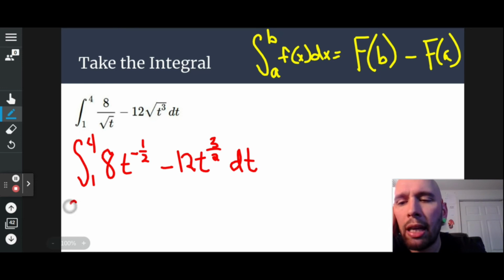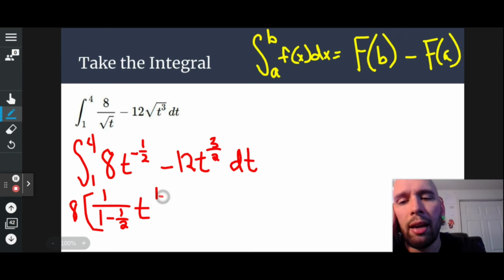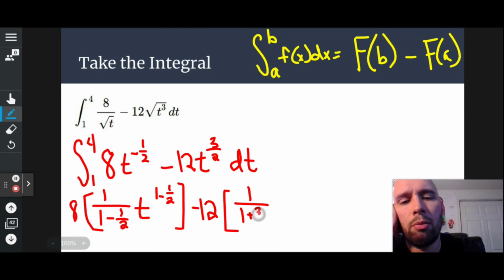So that becomes 8 times 1 over 1 plus negative 1/2, so 1 minus 1/2, t to the 1 plus negative 1/2, which is 1 minus 1/2. Gross. Minus 12, 1 over 3/2 plus 1, so 1 plus 3/2, t to the 1 plus 3/2.